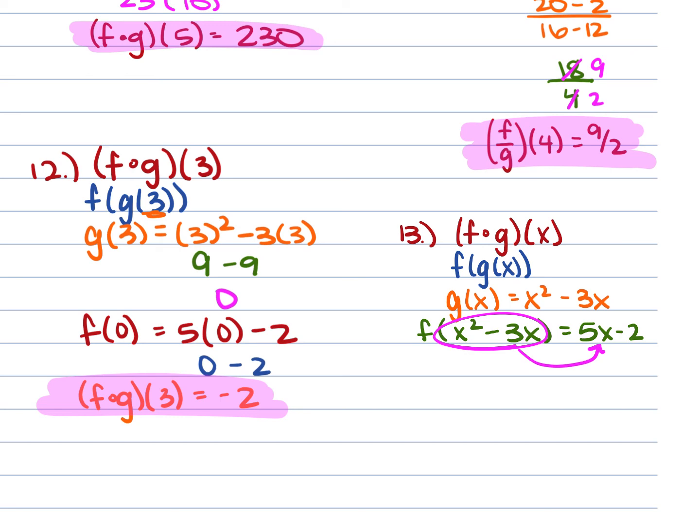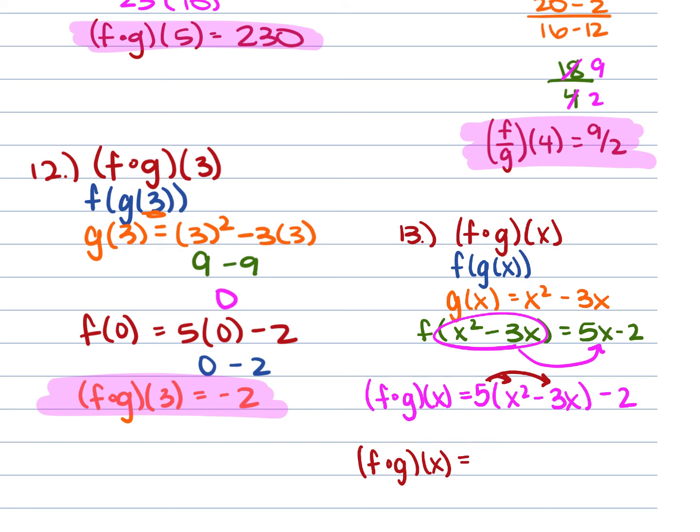So we're going to have f of g of x is equal to 5 times x squared minus 3x, minus 2. Distribute in that 5. And this is going to give us f of g of x is equal to 5x squared minus 15x minus 2.